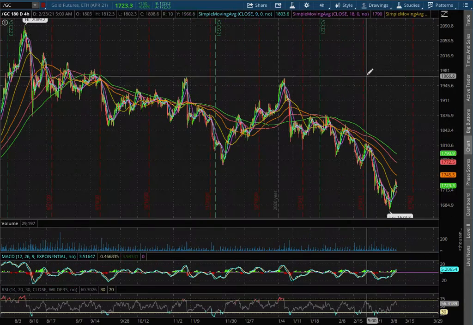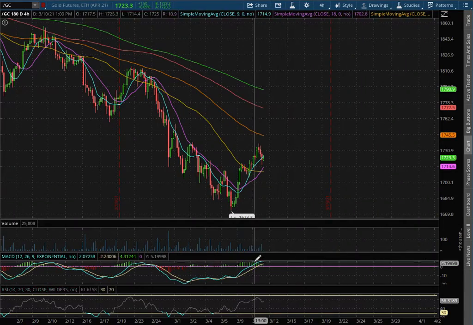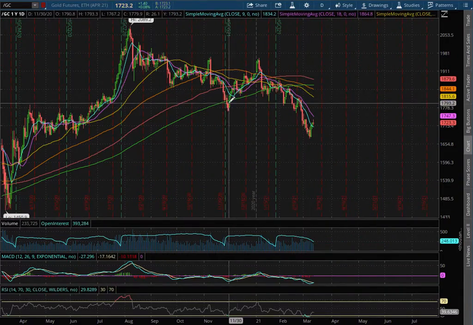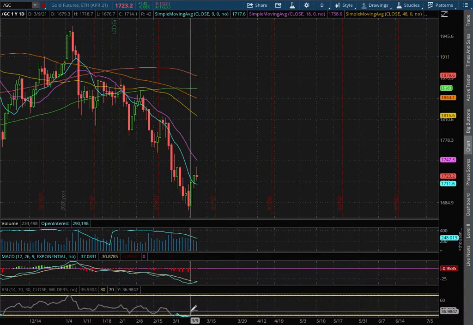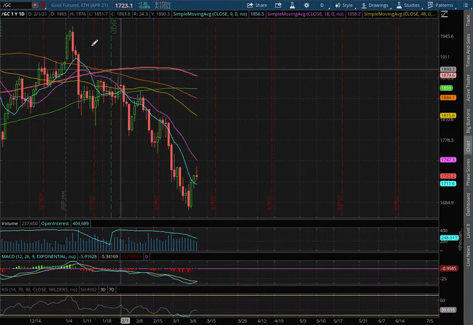As we extend out to the 4-hour chart, we still remain in positive MACD. As we extend out further to the daily chart, we still remain in negative MACD, seeing signs of a converge, and we're off of oversold levels with the RSI.